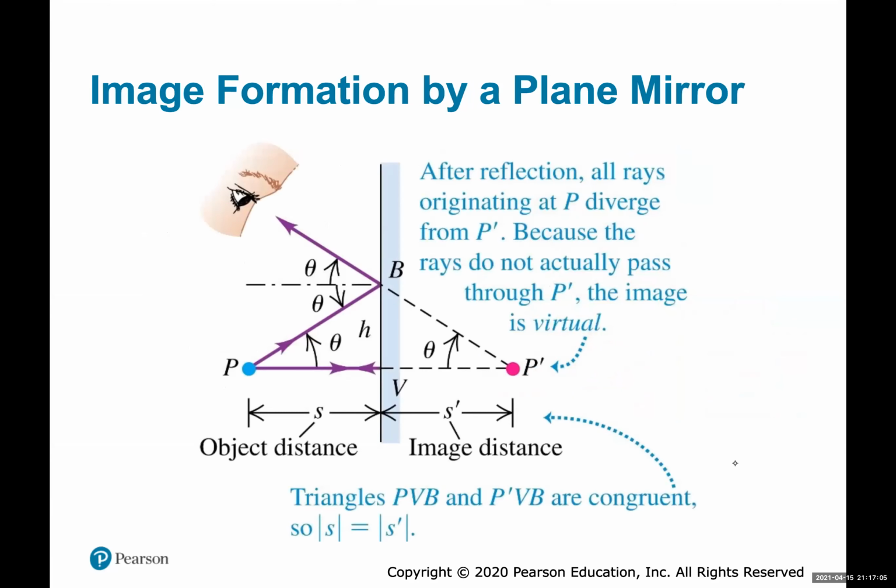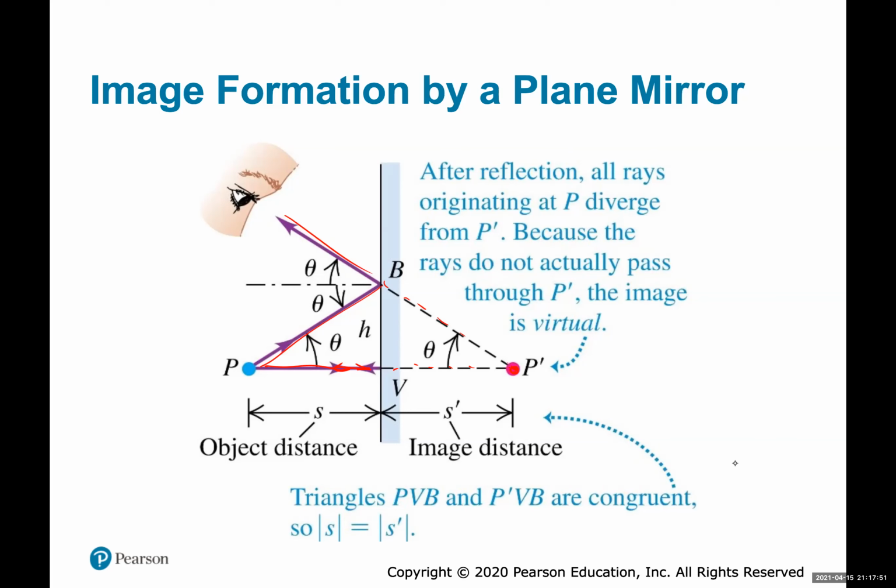Image formation by a plane mirror. We can consider a couple different test rays. Here's one that is normal to the boundary and that reflects normal. That one looks like it comes from this direction. Here's another one that isn't normal, reflects so that the angle of incidence is equal to the angle of reflection. Looks like it came from this way, so the image is here, and we can derive the relationship. The image is equally far away from the mirror as the object is away from the mirror.